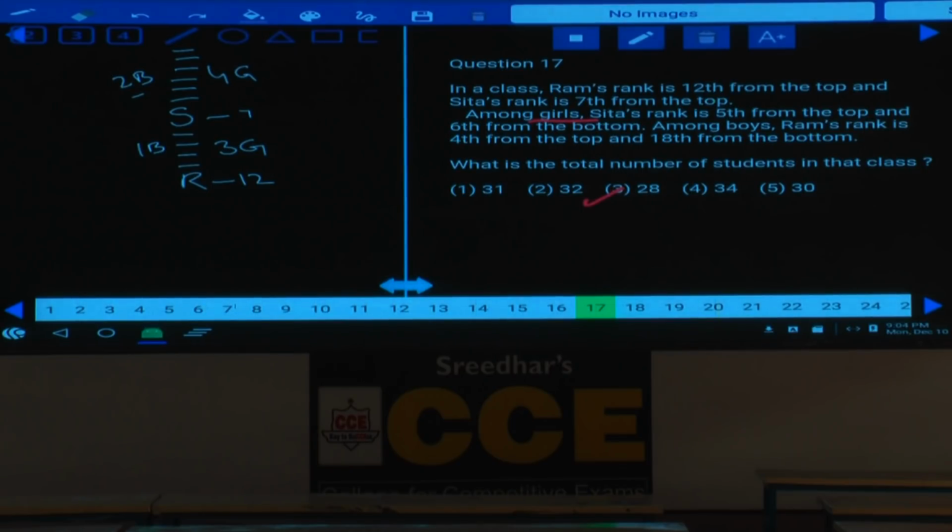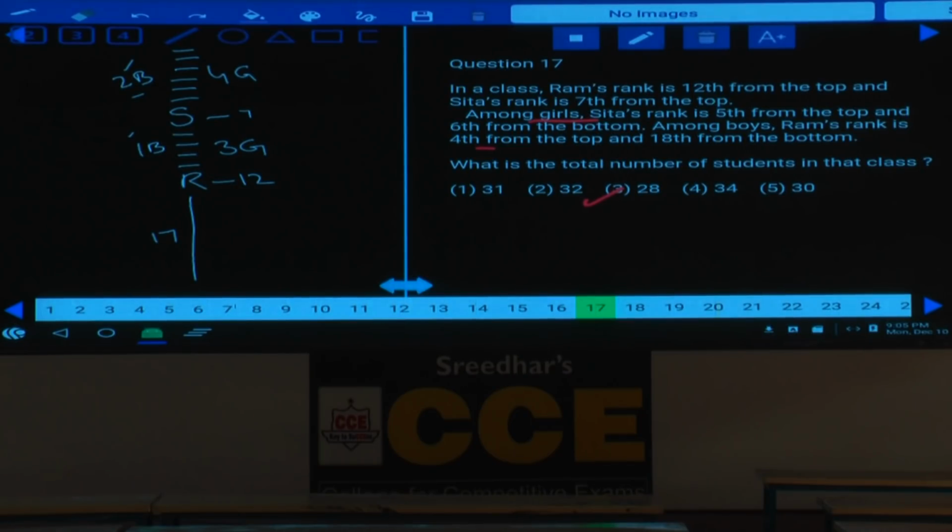Now check out here. Now among the boys, Ram's rank is 4th from the top. Now 2 boys here, 1 boy, 3 boys and Ram is here. And 18th from the bottom. 18th from the bottom means how many persons are there behind this Ram? 17 persons. Out of these 17, tell me how many boys and how many girls are there.